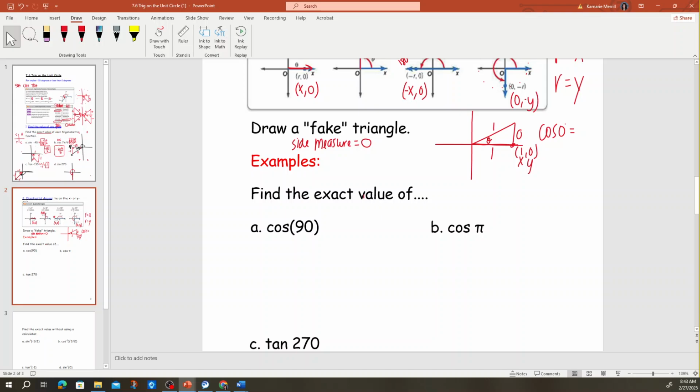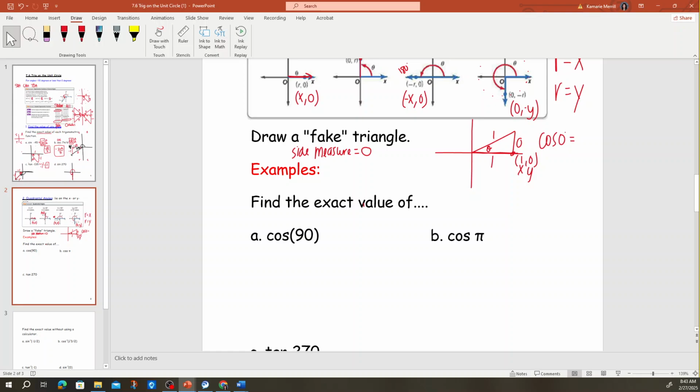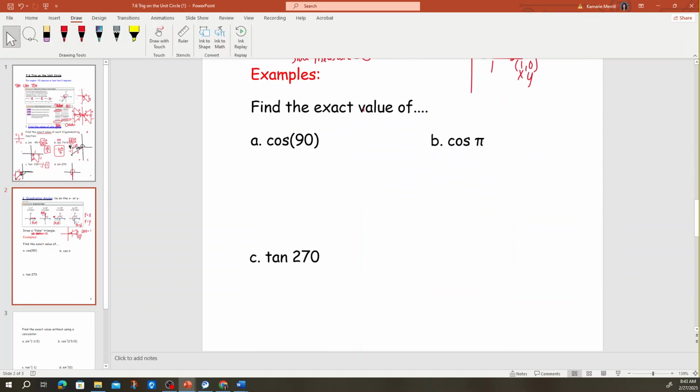Cosine of 0 was, this is my fake triangle for 0. 0 or 1? Or 1 over 1 over 1. So it's just 1. Okay? And if you guys try these on your calculator, you'll get those answers, okay? All right, let's try it. Let's see what 90 gives us.